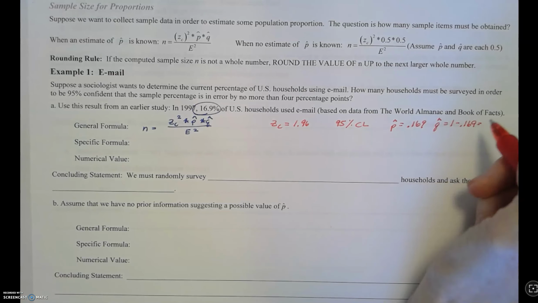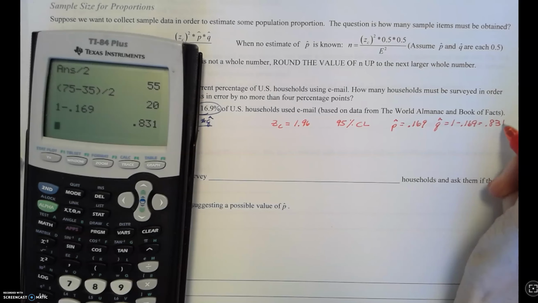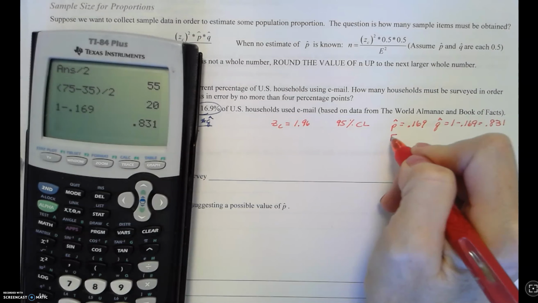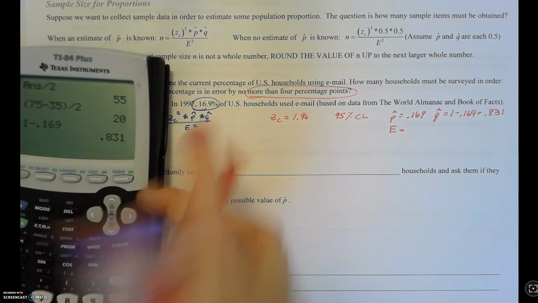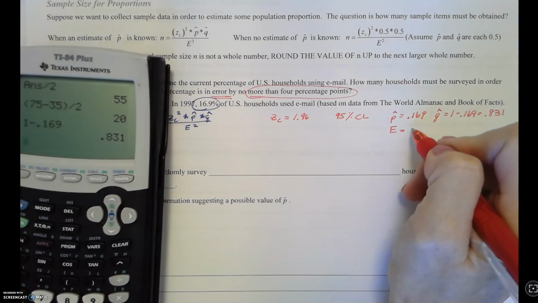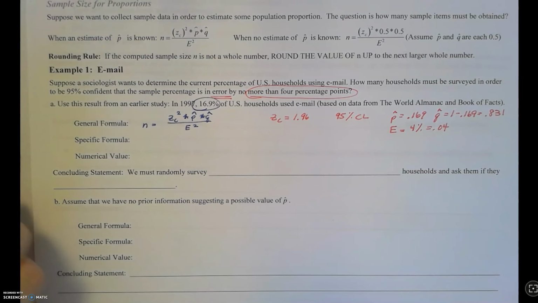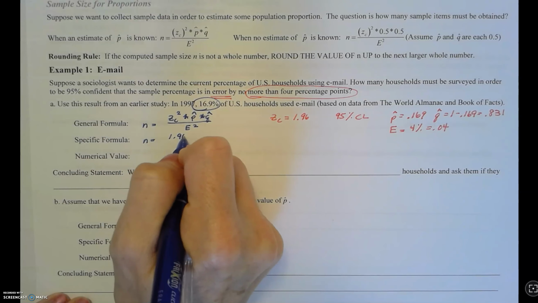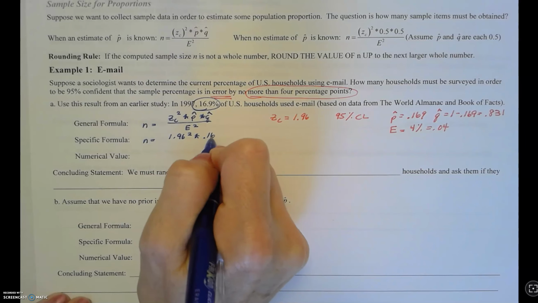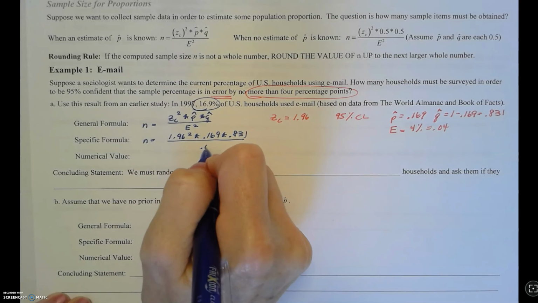So let me go ahead and get my calculator here. 1 minus 0.169 is going to be 0.831. Then our margin of error, E, it says here, is no more than 4 percentage points in error. So our margin of error is 4% or 0.04. Let's go ahead and substitute these into our problem. N equals, we're going to take 1.96, square that, times 0.169, times 0.831, divided by 0.04 squared.